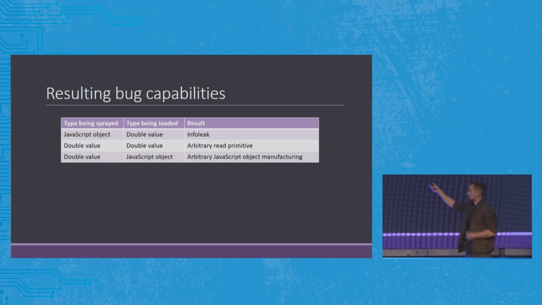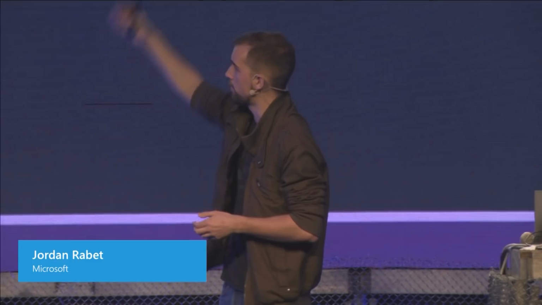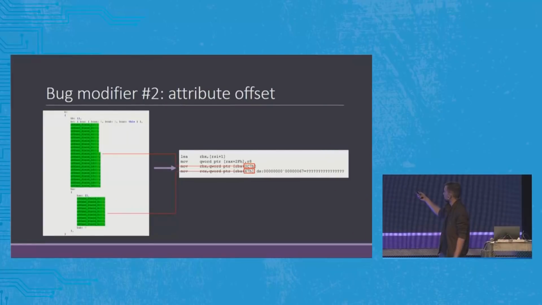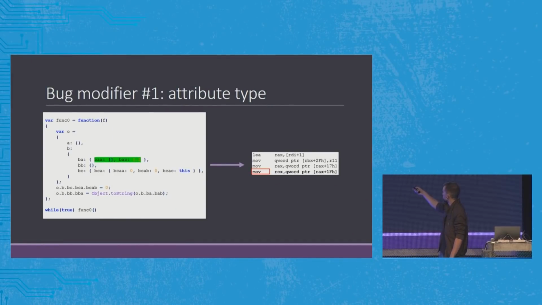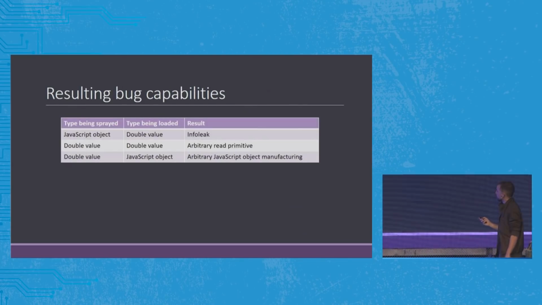Then the third primitive you're going to have is the nicest one. If you spray an arbitrary double value, which is going to be a valid pointer, which you're able to manufacture because you already have these info leaks above, and you load the result as being a JavaScript object, like BAB is a JavaScript object, so it's going to be interpreted as a JavaScript object. In that case, you actually have the ability to create arbitrary JavaScript objects, which might not sound super exciting, but it really is.